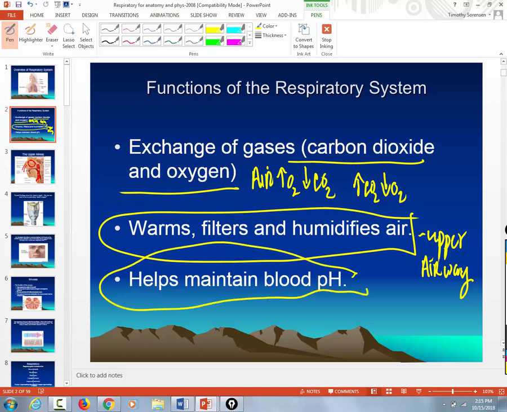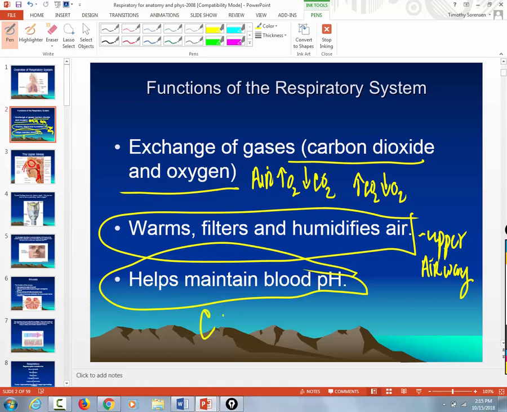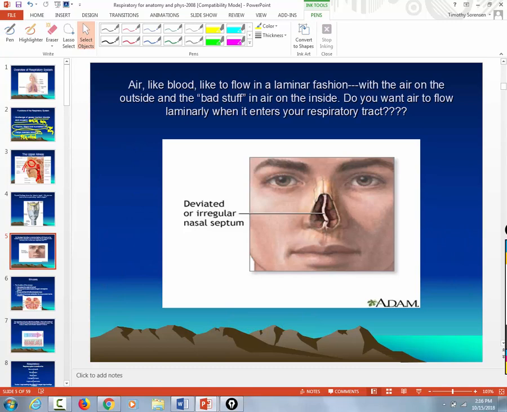And then probably the big one that you need to know is that it helps maintain the pH of the blood. And I'm going to write this down. CO2 is an acid. CO2 produces free-floating hydrogen ions when it's dissolved in the blood. And anything that produces free-floating hydrogen ions is an acid. So if you're not breathing so good, then your CO2 goes up in the blood and the pH of your blood begins to drop. All right? So those are the three big functions of the respiratory system.